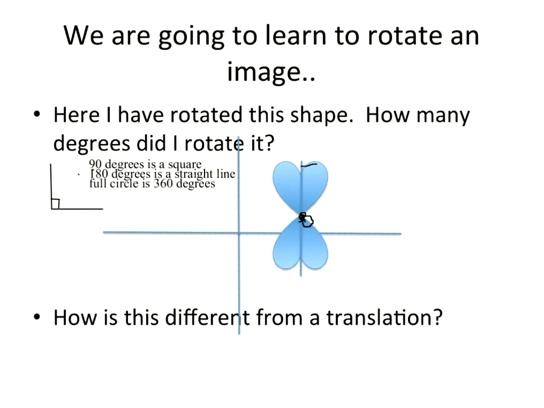I don't have a degree symbol for this, it makes me sad. All right? So it's different from a translation in that I could have actually had this heart so that it was facing out this way. So I could have done my heart where the bottom was here, and it could face out this way, and that would have been a 90 degree. This is 180 degrees from the start. Oh dear. 180 degrees. This, if it was facing out this way, would be what?